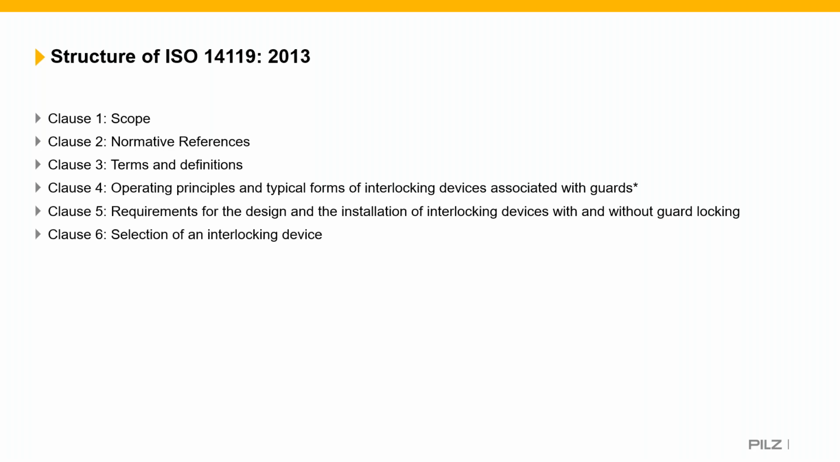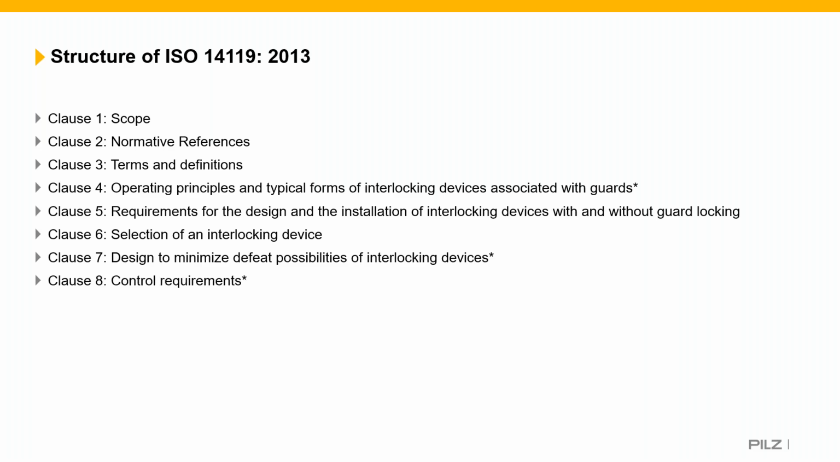Clause 6, selection of an interlocking device. Clause 7, designed to minimise defeat possibilities of interlocking devices. We'll look at motivation to defeat in more detail later on. Clause 8, control requirements. So it looks at common cause failure, fault exclusion, series connection of interlocking devices, and again we'll discuss this in more detail. And clause 9 is information for use, which is given by the manufacturer of the interlocking device, i.e. Pilz, or by the manufacturer of the machine.